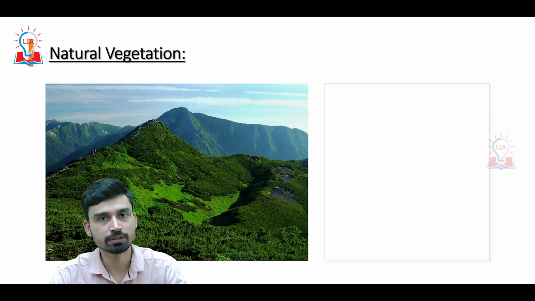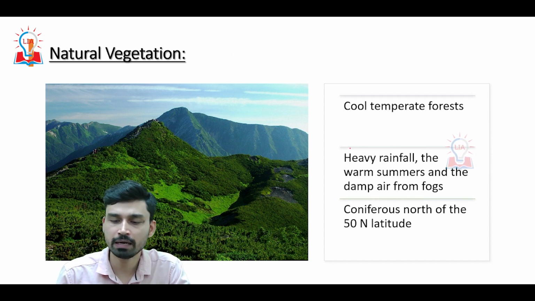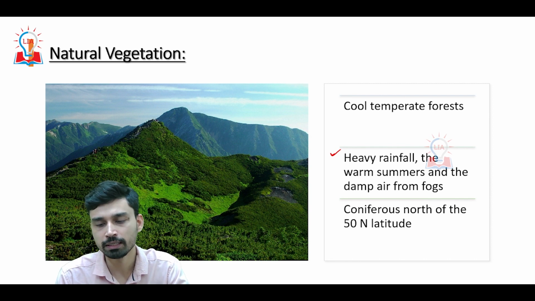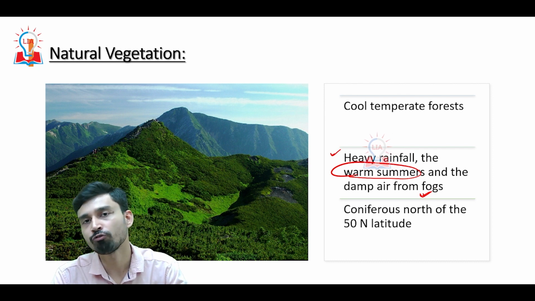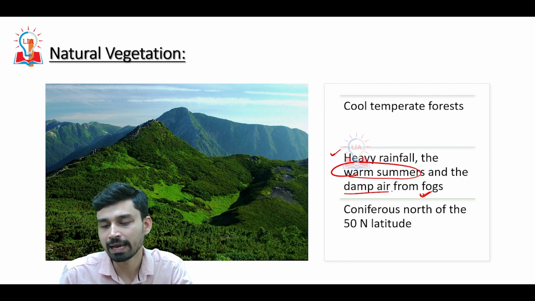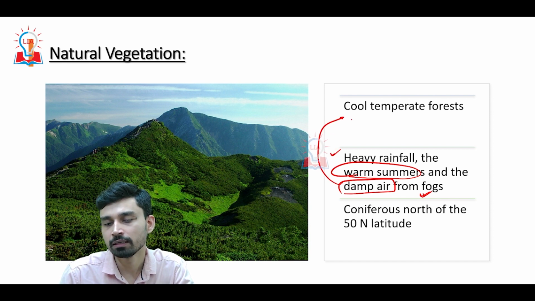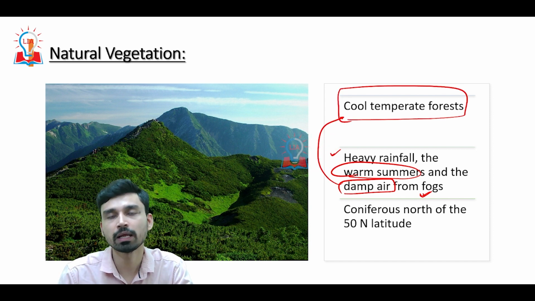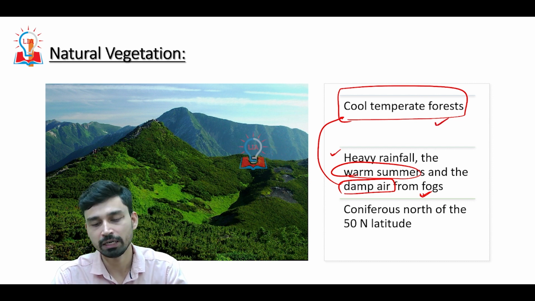Now, what about natural vegetation? Obviously, if you look at the climatic conditions of this area, we have heavy rainfall throughout the year. The summers are warm, as we discussed before. And also, since this area experiences a lot of fog and mist, we have dampness in the air. So due to these three characteristics, the forests that develop in Japan as well as Canada and USA are generally cool temperate forests.